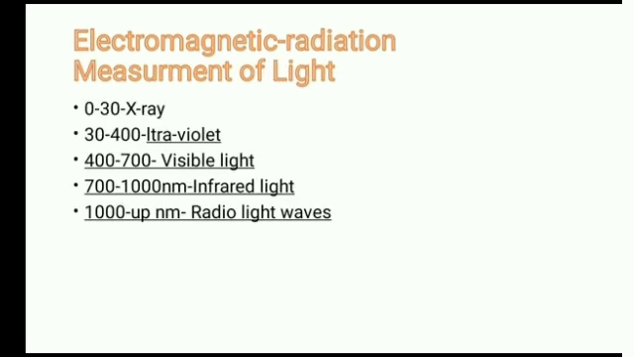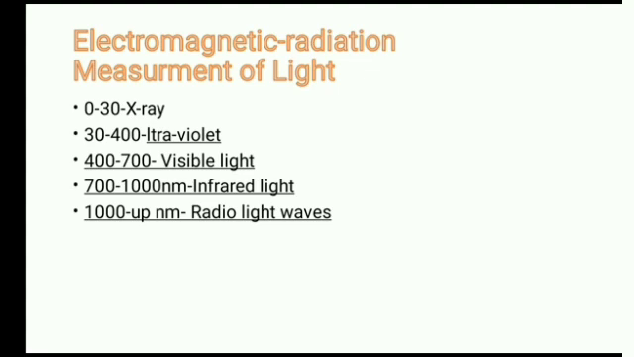There is the electromagnetic radiation measurement of light: 0 to 30 nm, X-ray; 30 to 400, ultraviolet; 400 to 700, visible light; 700 to 1000 nm, infrared light; 1000 nm and up, radio waves.